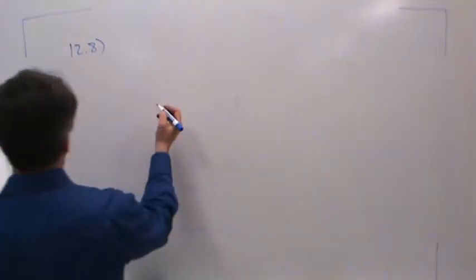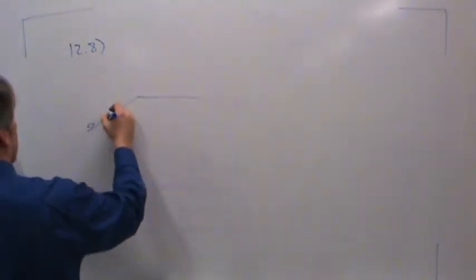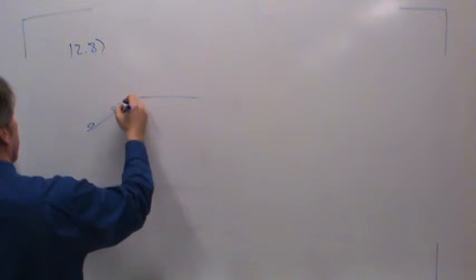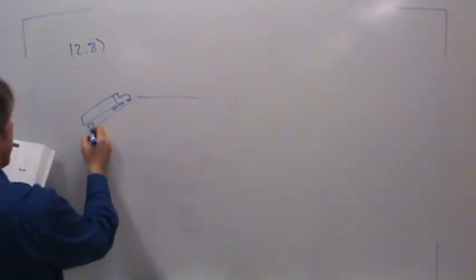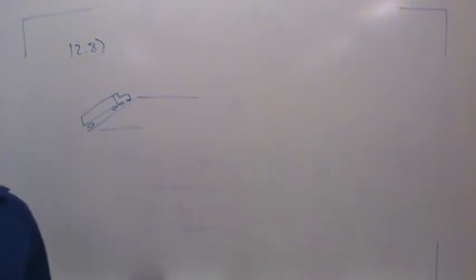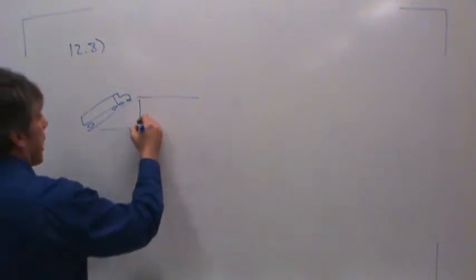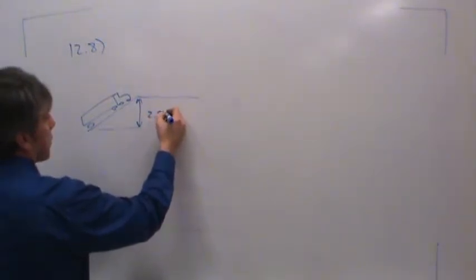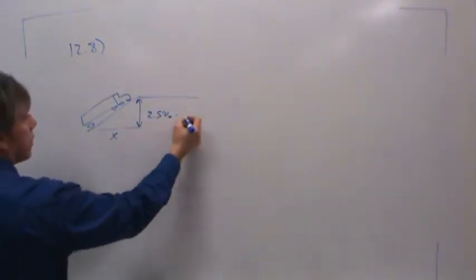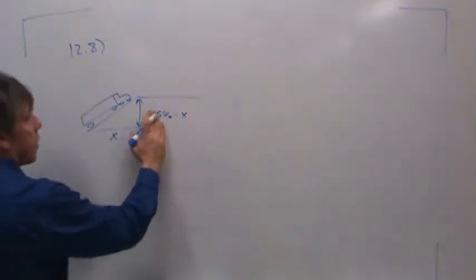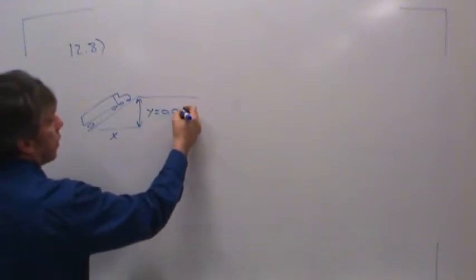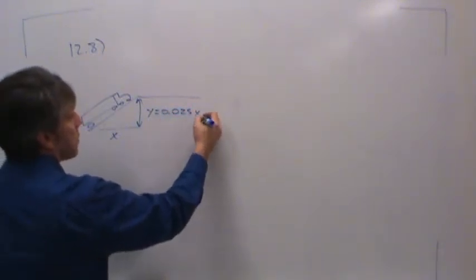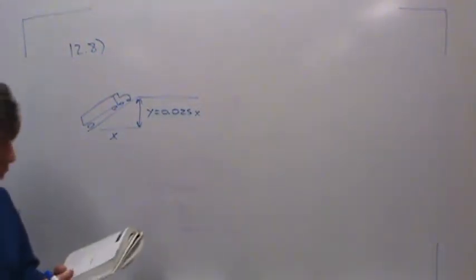Okay, so let's draw a picture quickly. Draw the truck. And consider what's going on. So at this 2.5% grade, well, what does 2.5% grade mean? Well, what that means is that the rise is 2.5% of the run. So X. Another way of writing this is that Y equals 0.025 times X. Okay, that's another way of writing that 2.5% grade.